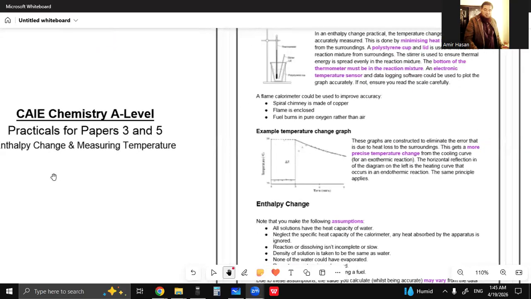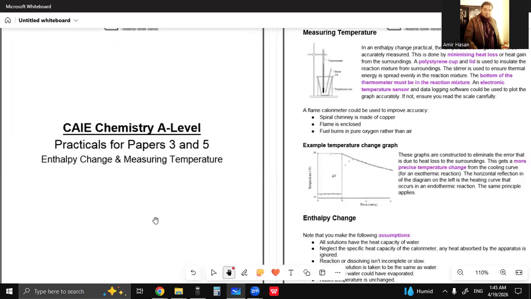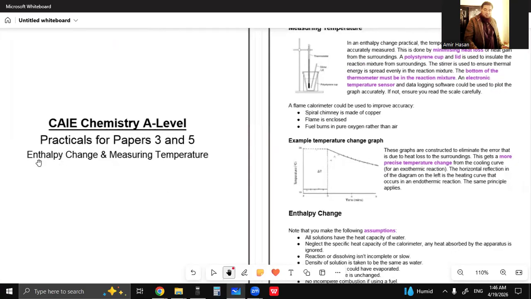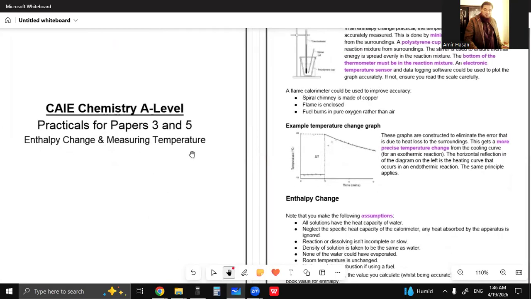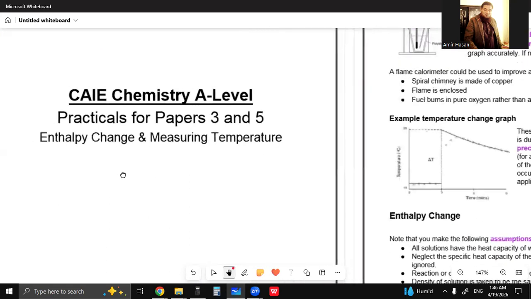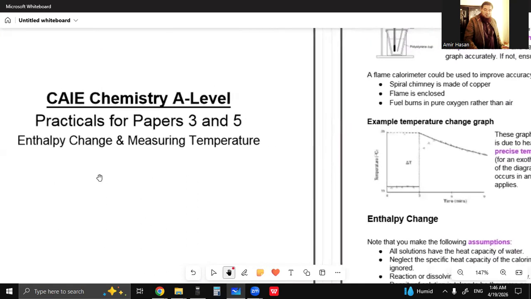In today's class, I am discussing the A-level practicals. Okay, what are the definition, topics, and measurements coming in A-level chemistry practicals? This is an important topic of A-level chemistry practical: enthalpy change and measuring temperature. When you check the past papers of chemistry, there are questions belonging to enthalpy changes and temperature.